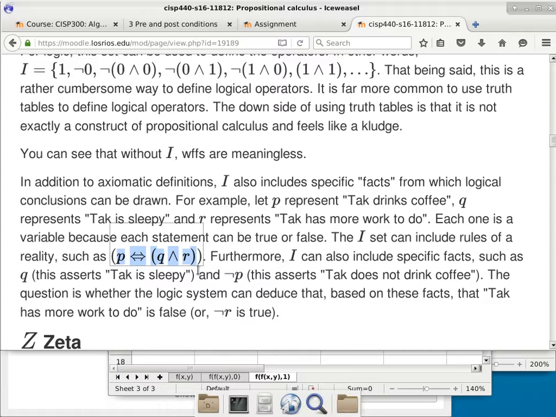P, Q, R. 3 independent variables. How many rows are we going to end up with in the truth table? 2 to the power of 3 is 8.